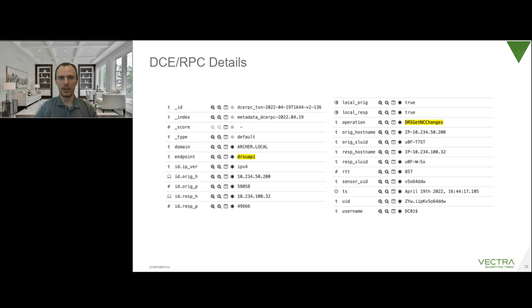Obviously, originating host IP, response host IP, along with the ports there, useful in terms of understanding who's doing what to whom, but not necessarily specific to the RPC call being made. The operation, that is that specific function call that's being requested. And then just like we had in Kerberos, we have the originating host name and response host name, which are all taken from Detect in our own host identification.